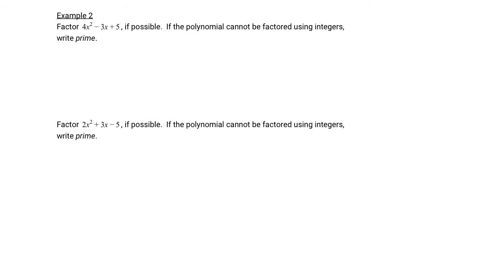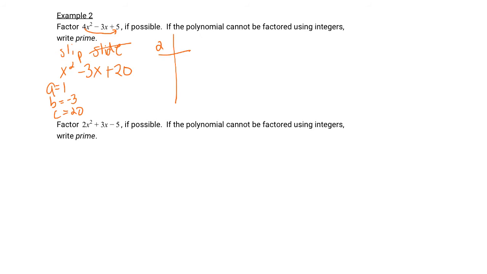We'll do slip and slide for this one. We're going to take 4 and, so sorry, take 4 and slide it down there. Got x squared minus 3x plus 20. Slide done. Now we need to write A is 1, B is negative 3, C is 20. We want the factors of 20 that add up to negative 3. It means we're both going to be negative. Negative 1, negative 20, negative 2, negative 10, negative 4, negative 5.